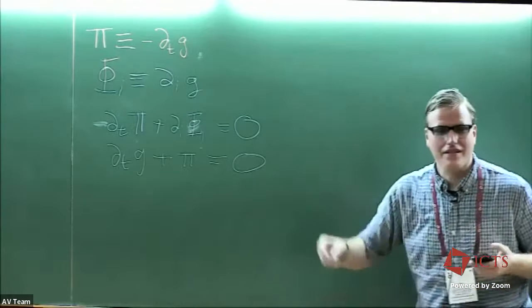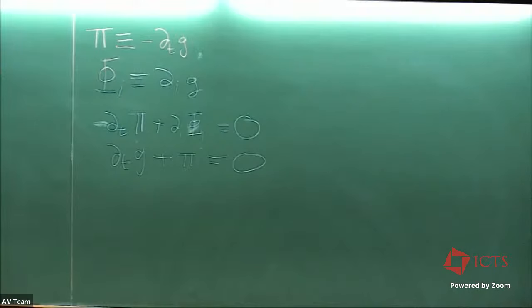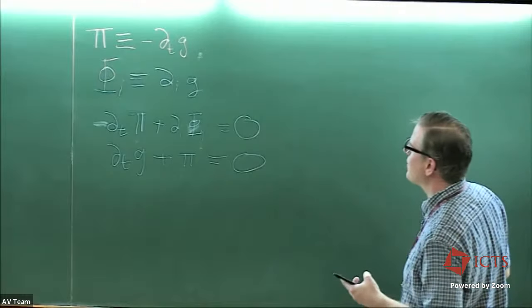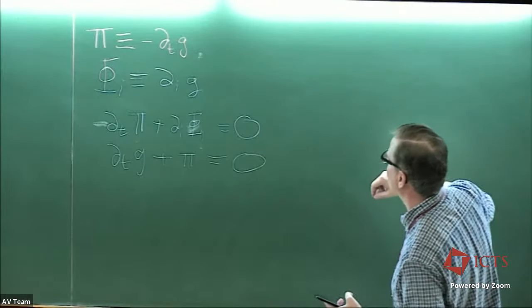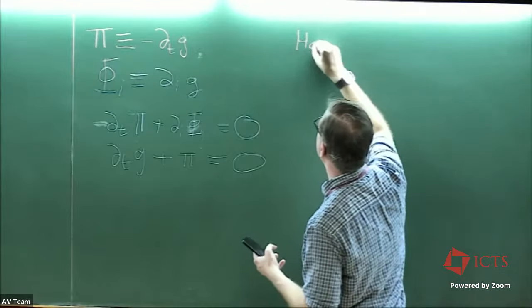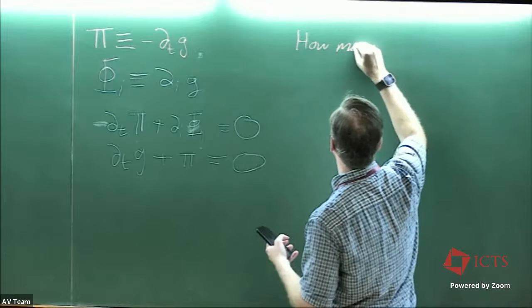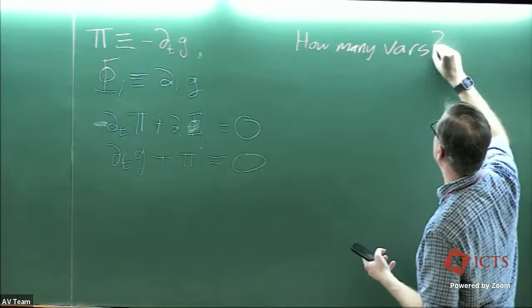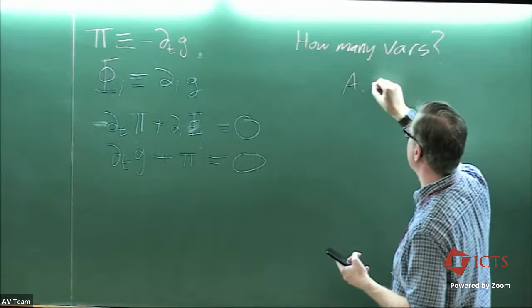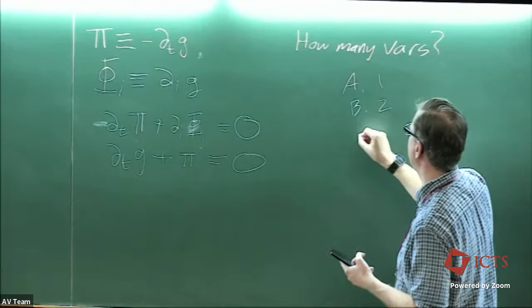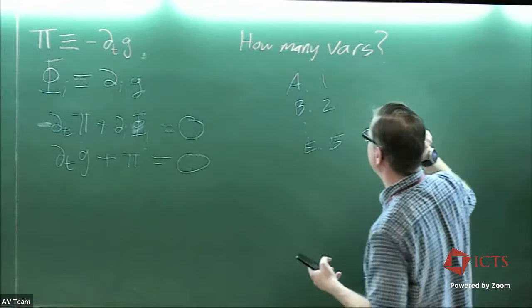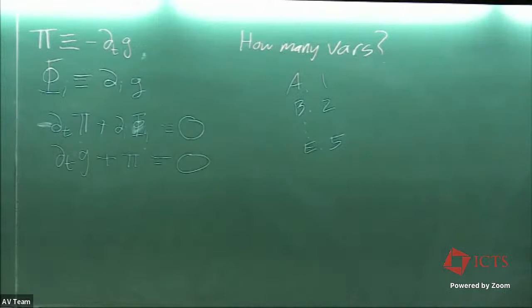Are these two equations enough to solve for all of our variables? Well, that's a question. So let me ask you the first voting question of the day: how many variables does the scalar wave system have? The choices are 1, 2, 5. Let's think about that question for a minute, and then we'll vote with the voting cards. If anyone doesn't have one and needs one, you can come on down and grab one. By variables, I mean the things we're going to solve for.